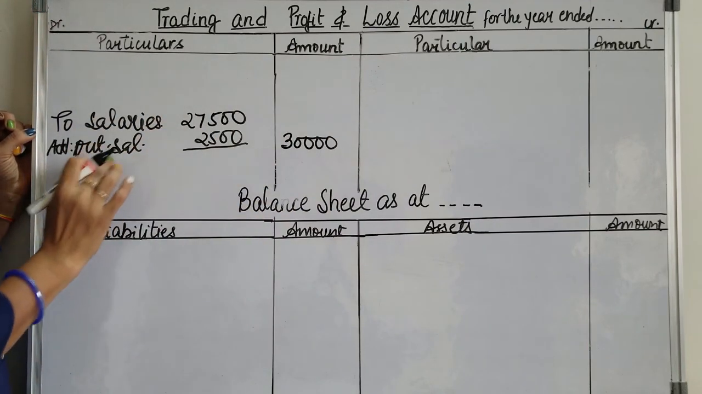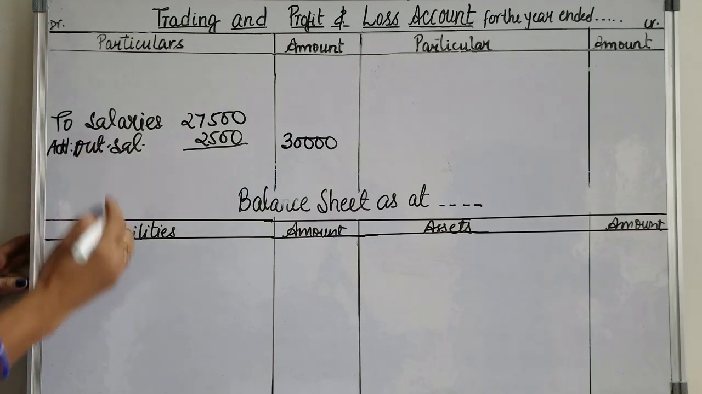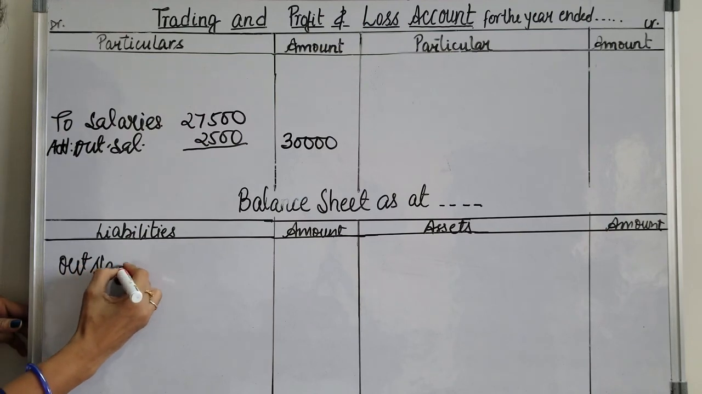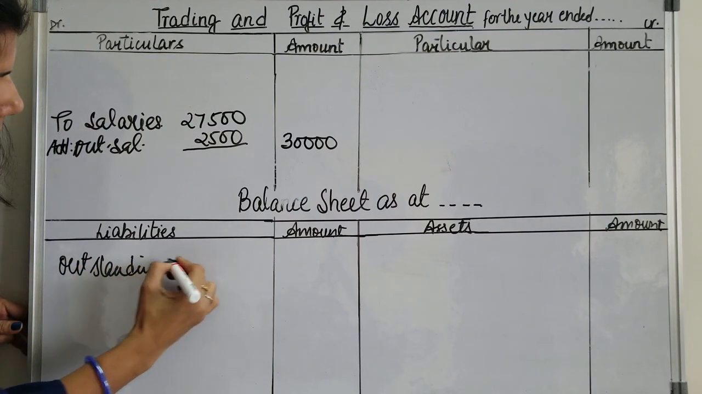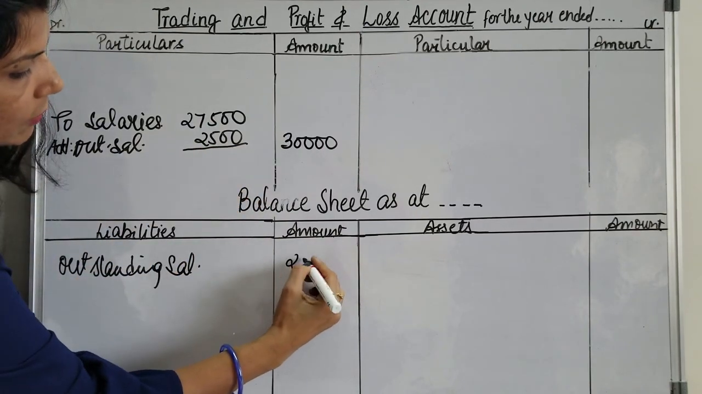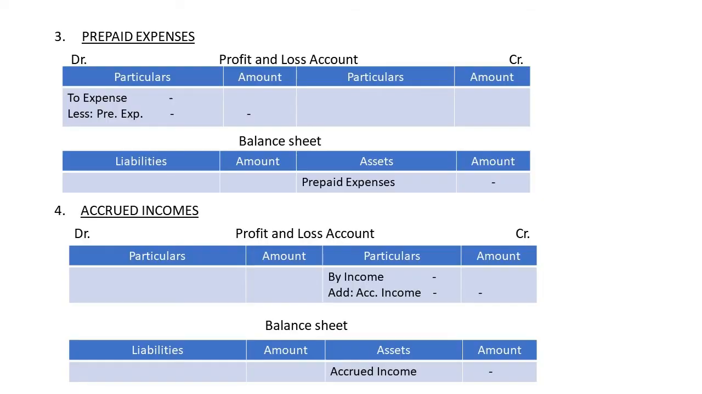Okay, now the second treatment of this adjustment of outstanding salary will go to the balance sheet. So in the balance sheet, it will be recorded on the liability side as outstanding salaries with the amount of outstanding salary, that is 2,500. Okay. Next is prepaid expenses. Now, prepaid expenses are the expenses that actually relate to the next year but have been paid in advance, and the benefit of such expense will be received during the next year.